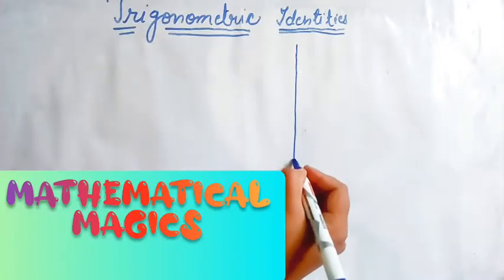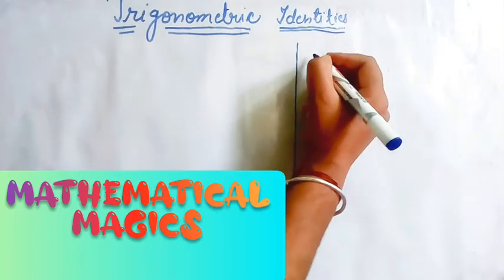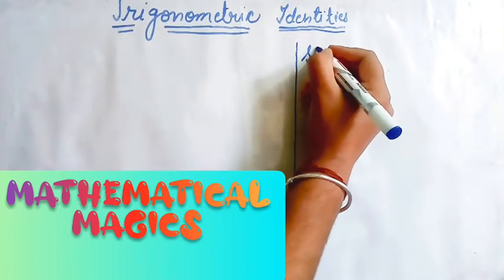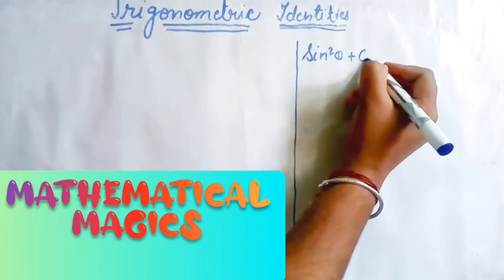So remember, these identities are most important for CBSE as well as any state board. So let us discuss the identities first of all. These are the formulas you have to use in the questions.